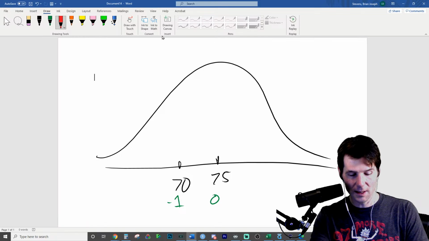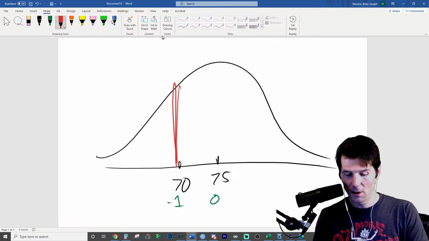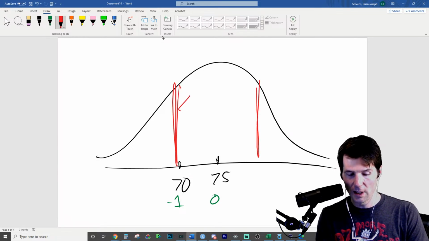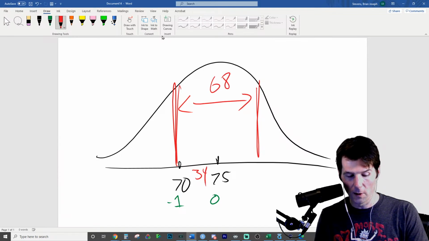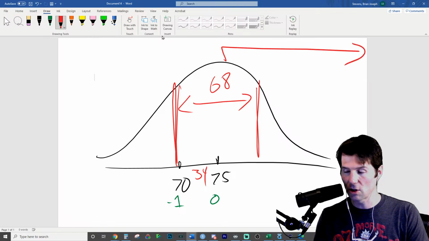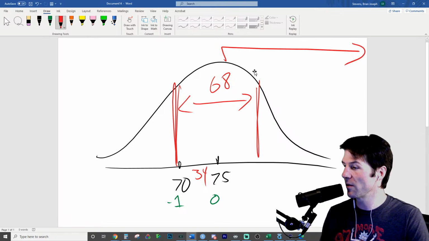And then how do we find out this answer? Well, if you go between here and here, you'd have 68, which makes this 34. But the easy thing to do then is just go from here over. How much is above a z-score of 0?